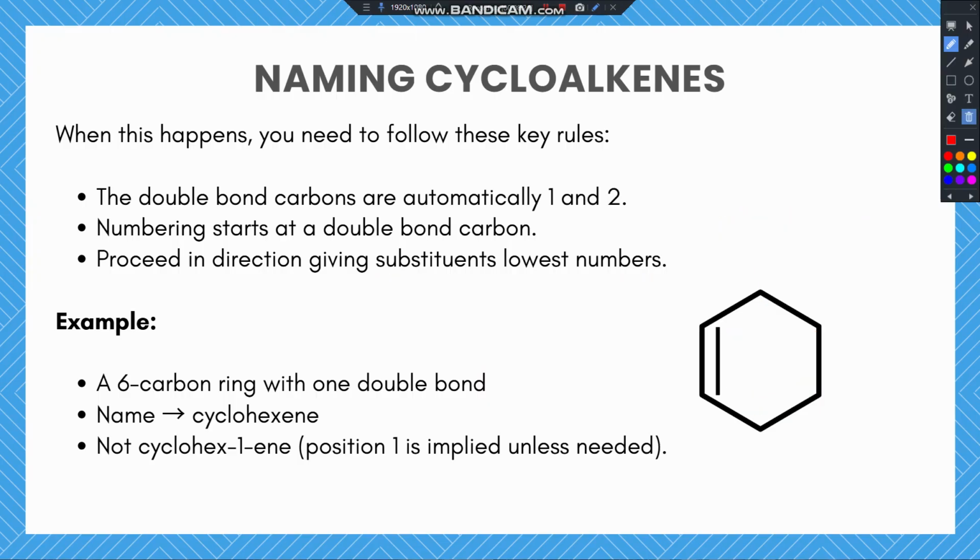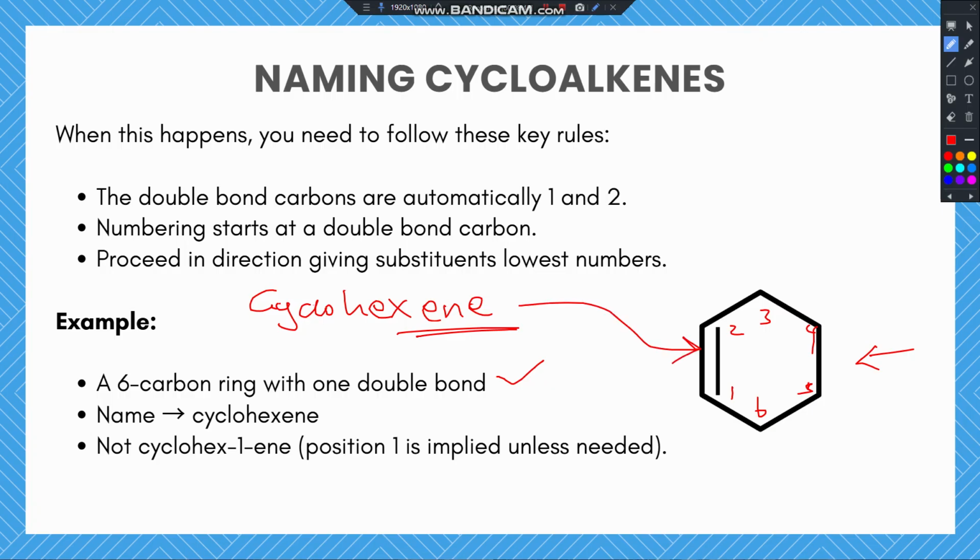So let's check out this example on the screen right now and answer it. We have this structure having 6 carbon atoms, okay? 1, 2, 3, 4, 5, 6. A 6 carbon ring with 1 double bond. So the name simply becomes cyclohexene. The "ene" here is to identify the presence of this double bond. So the name is cyclohexene, not cyclohex-1-ene.